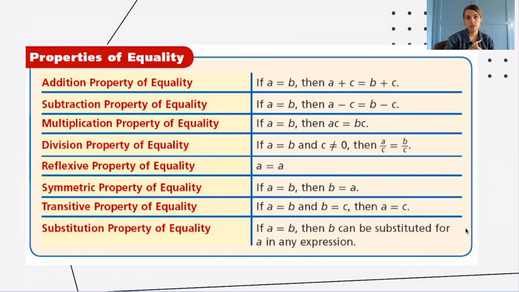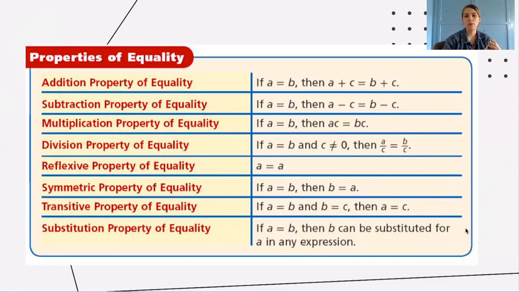The big ones we're going to use today are the properties of equality. So you know all these, you use them. The addition property of equality just says that if you add something on one side of the equal sign, you have to add it to the other. Same thing with subtraction, subtract on both sides. Multiplication, multiply on both sides. Division, divide on both sides.